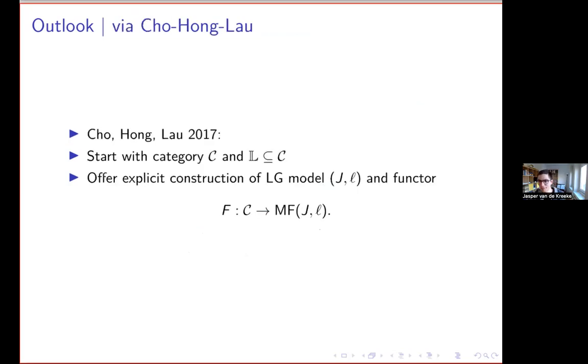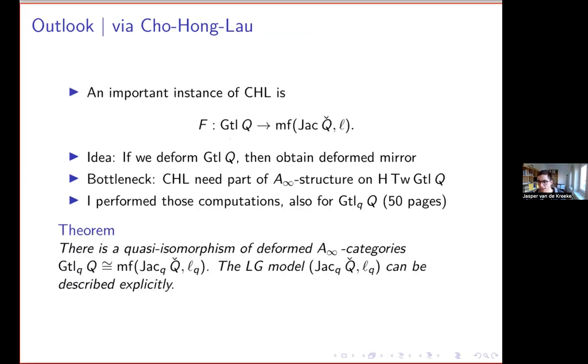Now, I have failed to compute this map, but via some construction of Cho, Hong and Lau, I've computed one specific instance, namely I have transferred to the mirror side the specific deformation GTL_{Q,Q}, which I presented to you earlier. And so you can describe the right-hand side, the deformation on the mirror side, in this case explicitly.